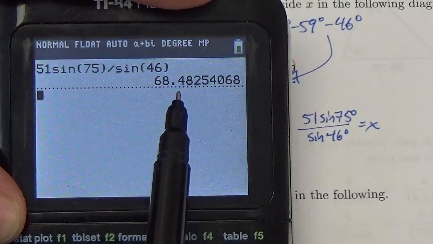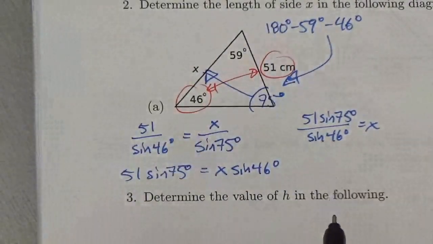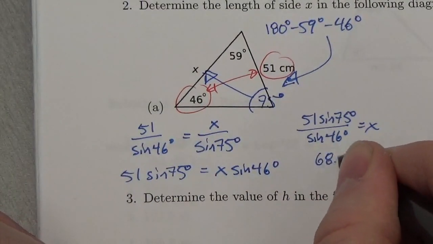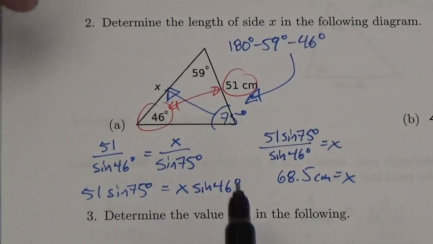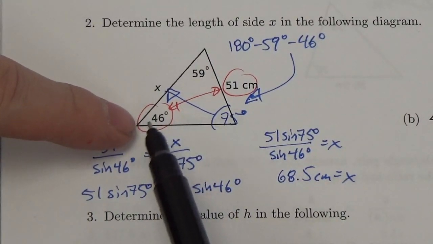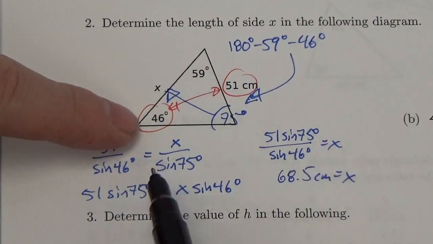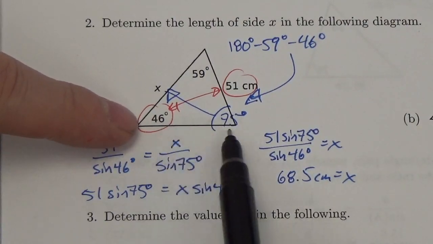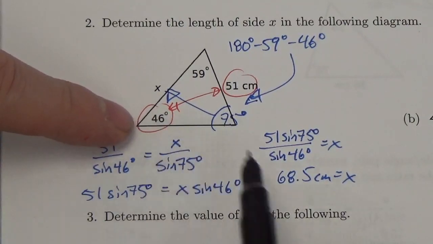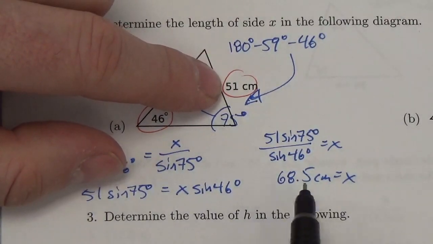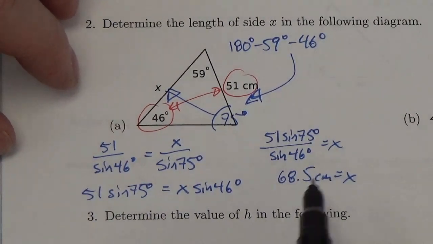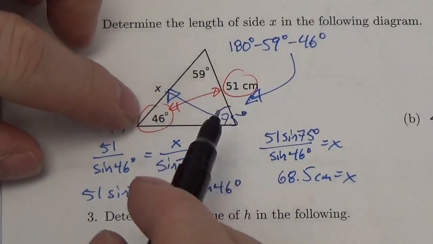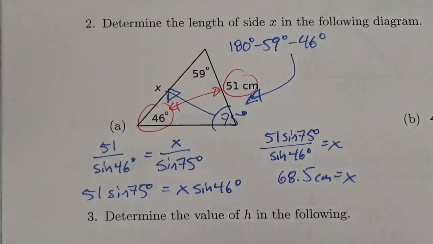And I'm going to get to the nearest tenth here again, 68.5 centimeters. And now again, let's just double check that makes sense here. So 46 degrees opens up to 51. Well, that's 75. Well, 75 is substantially larger than 46, and yeah, there's a bit of a jump here, right? Okay, that's a jump of 17.5. So yeah, that seems good. I like the fact that this is as much bigger than 51 as I would have expected based on how much that opens up. So that's good. I like that.